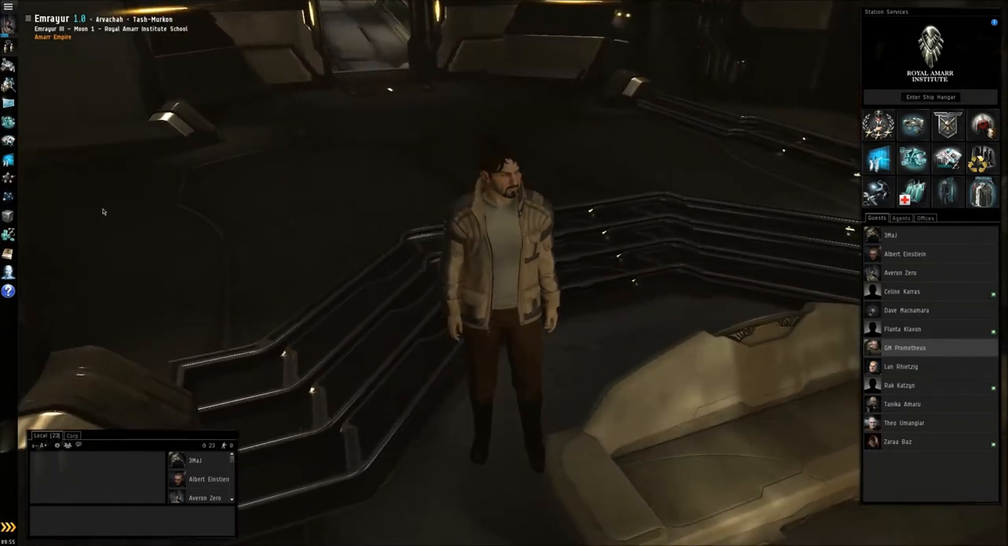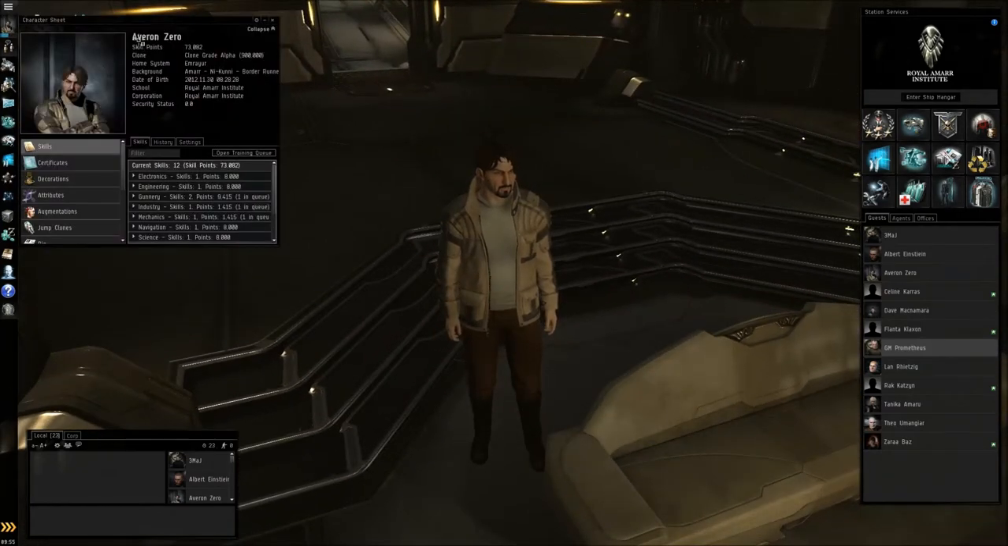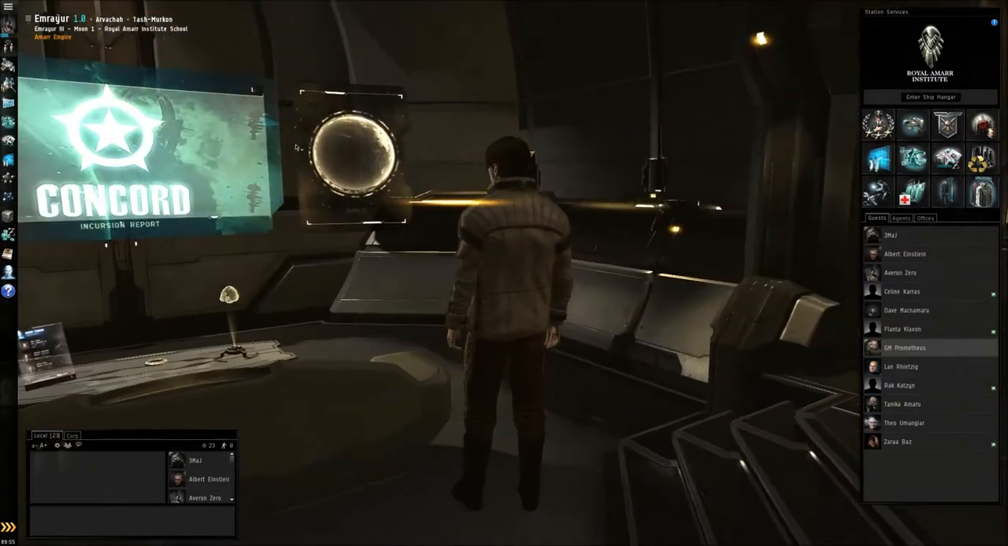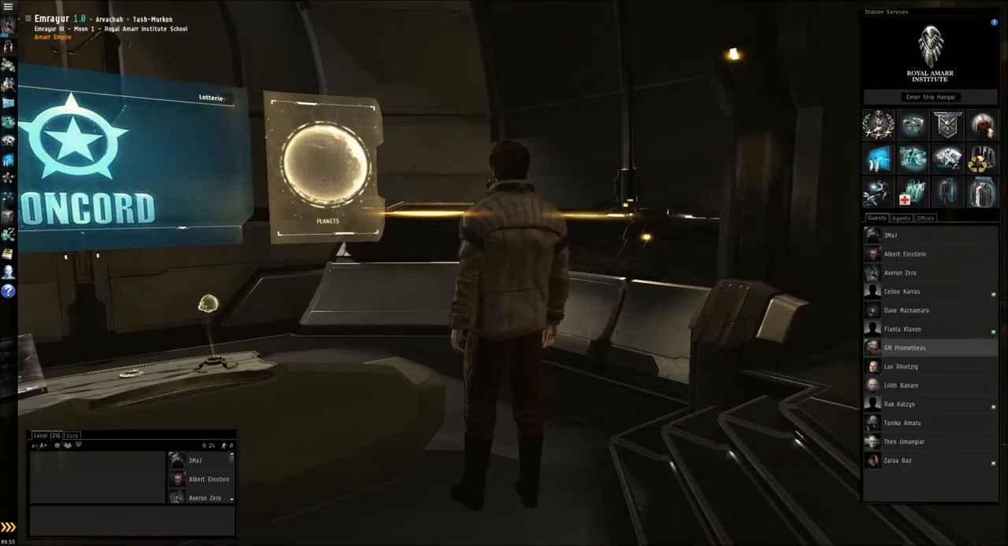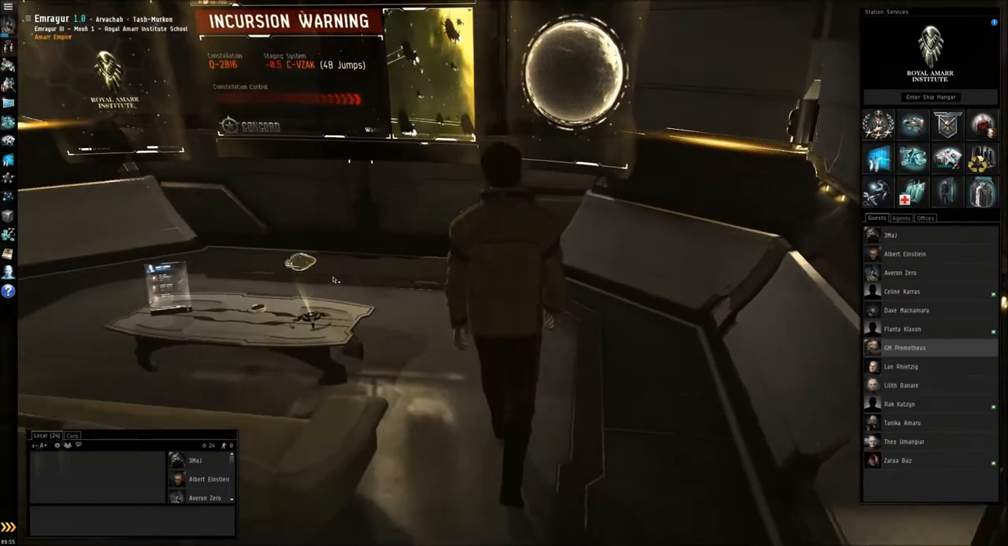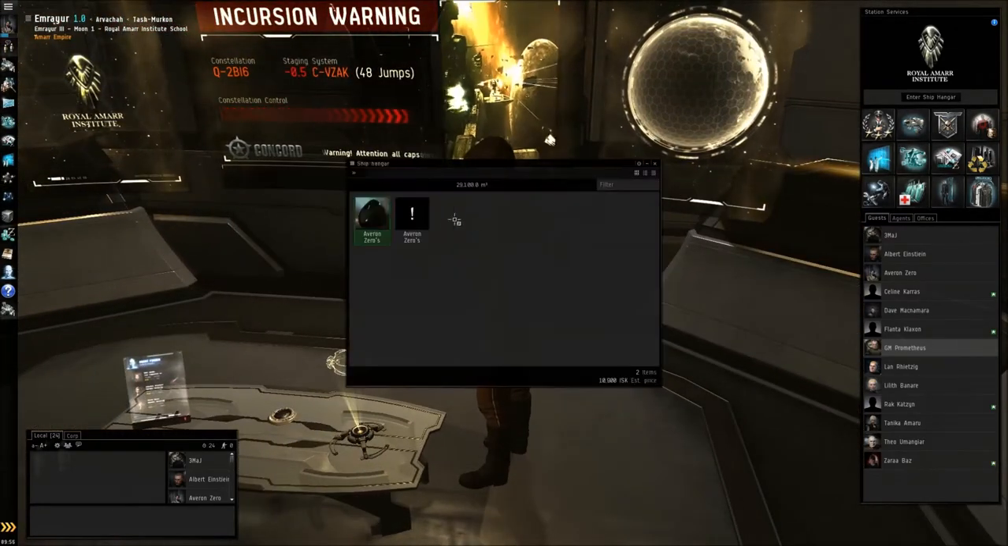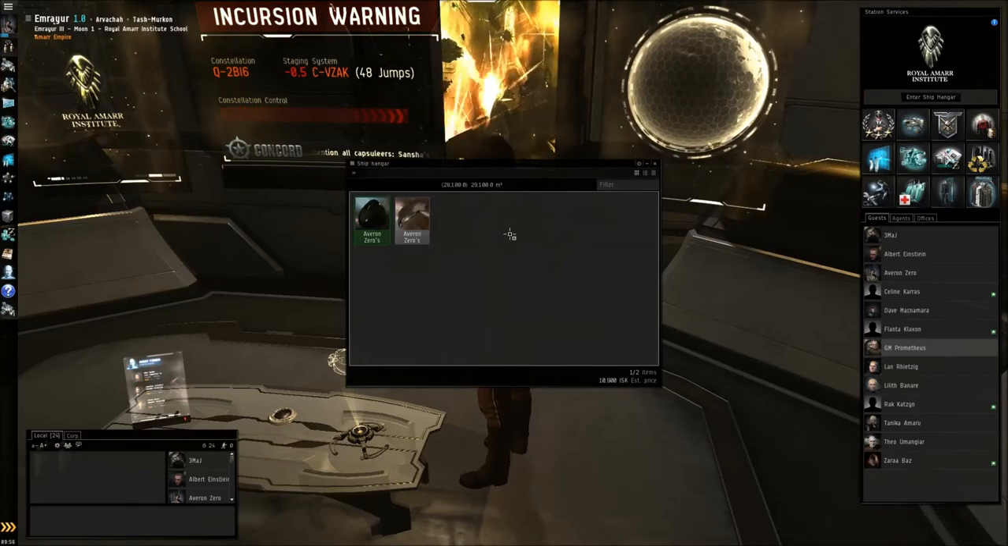Well, this, my friends, is Averon Zero. And today we'll be playing EVE Online. Yes, that's right. This is a very different game to what we usually play. We don't usually play MMOs, and this certainly is one.